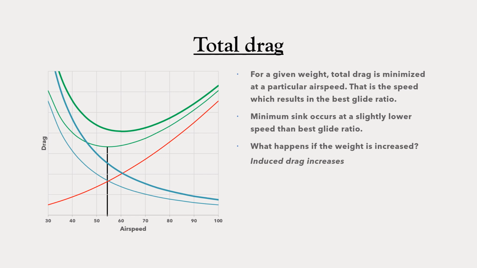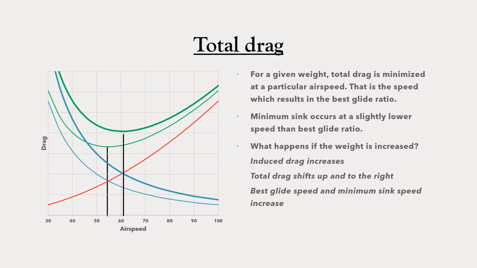When the induced drag increases, the total drag increases, and it shifts up and a little bit to the right, so that the speed at which the minimum drag occurs goes up. So a heavier glider, if you take the same glider and fly it at two different weights, the best glide speed is higher at the higher weight. That's why when you fly one of the training gliders with your instructor, the best glide speed is faster than when you fly that same glider solo.